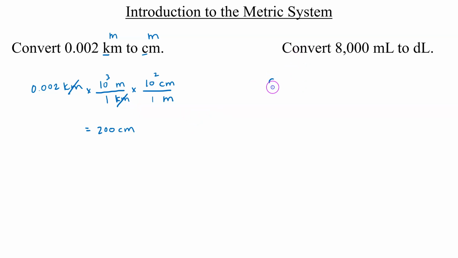Final example, convert 8,000 milliliters into deciliters. Again, we have a prefix here, a prefix here. So we're not starting with the base unit of liters, and we're not ending with the base unit of liters. But as a halfway point, I'm going to go into the base unit of liters, and then I'm going to go out of liters into deciliters. There are 1,000 or 10 to the 3rd milliliters in a liter, and then there are 10 deciliters in a liter. So when you do 8,000 divided by 1,000, you get 8, and then multiply by 10, you get 80 deciliters.